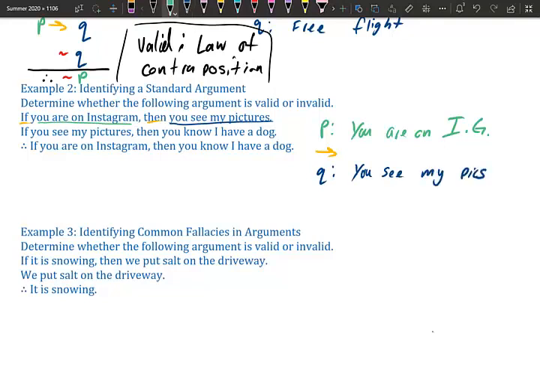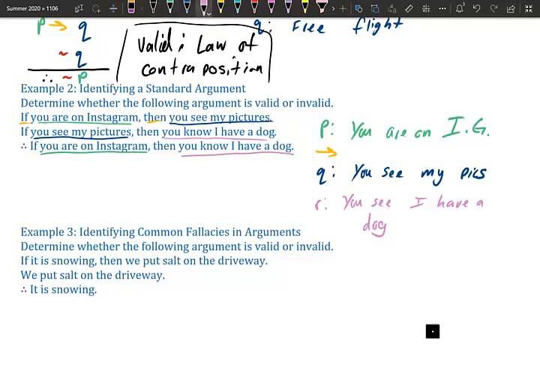All right, our next is you see my pictures. So that just means Q. We have a new subject here. You see I have a dog. So we have an R. Therefore, if you are on Instagram, so that's our P, then you know I have a dog.